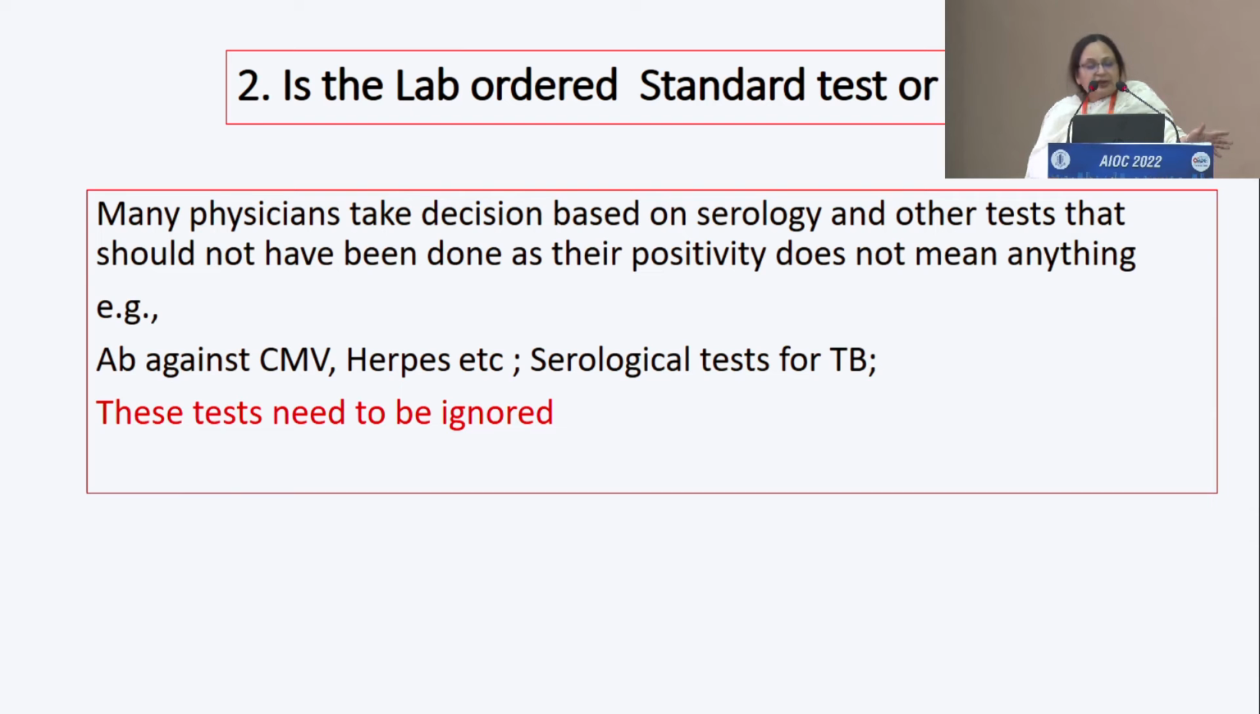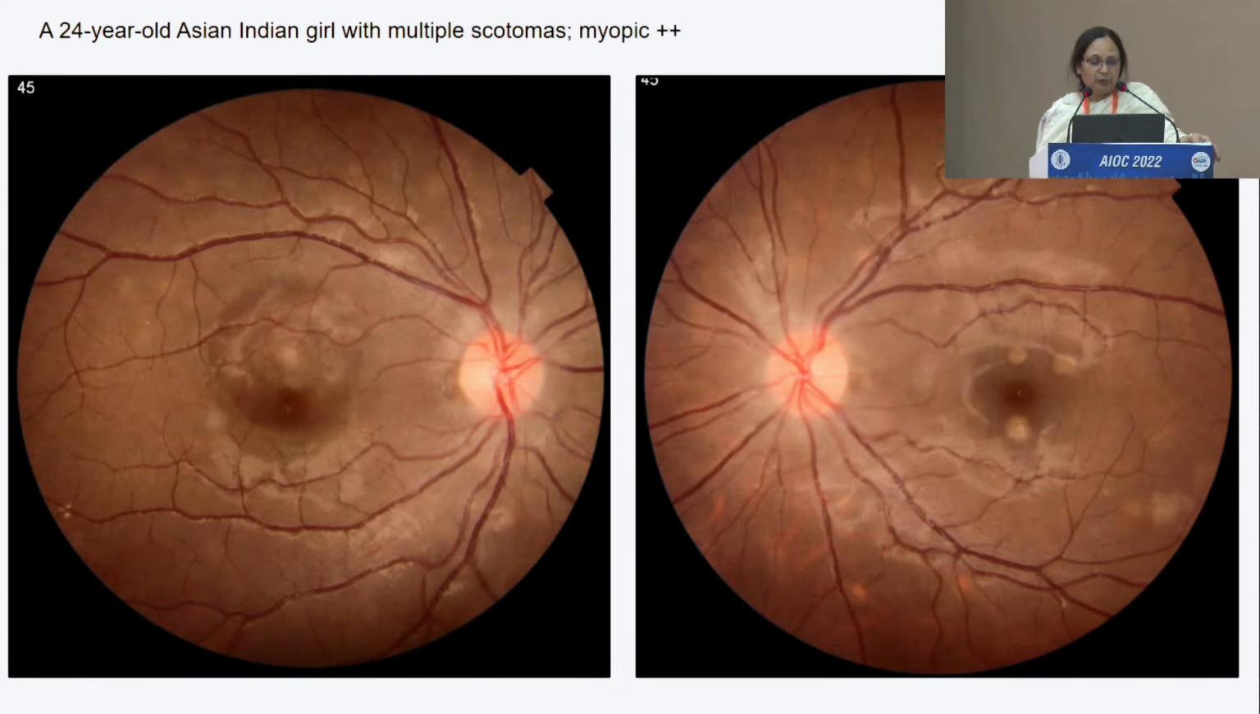The second scenario is whether the lab that you have ordered is a standard test or not. Many physicians take decisions based on serology and other tests which should not have been done because their positivity does not mean anything. The examples are antibodies against CMV, herpes, or serological tests for TB. So if you have a patient who is walking around with these tests, please, these tests need to be ignored.